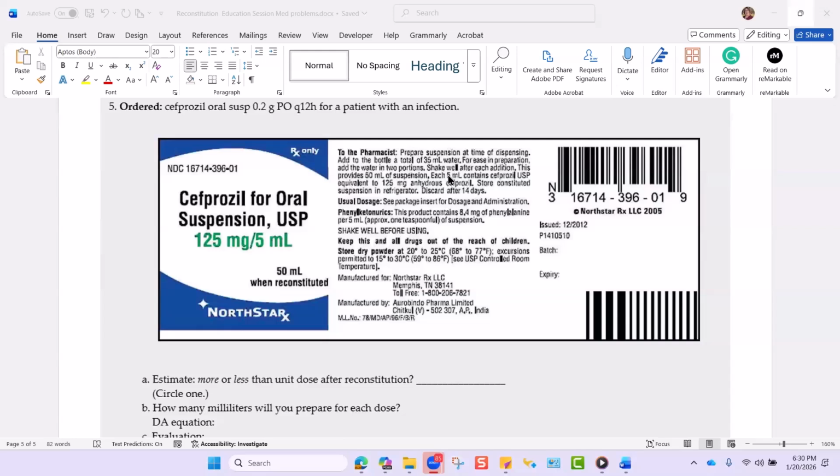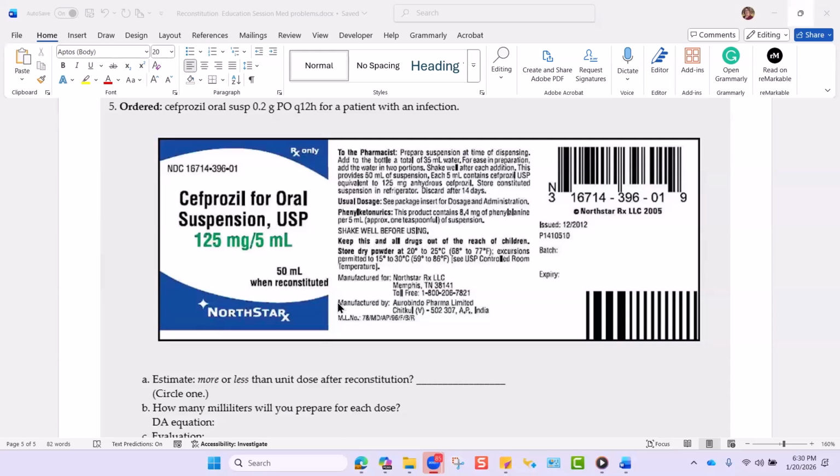All right, so now see that difference again? It said to add 35 mLs of water, but that's not my final volume. 50 is going to be my final volume. And that's because 15 is in powder form now. So when I add that much water, it's going to increase that volume up to 50. Okay.